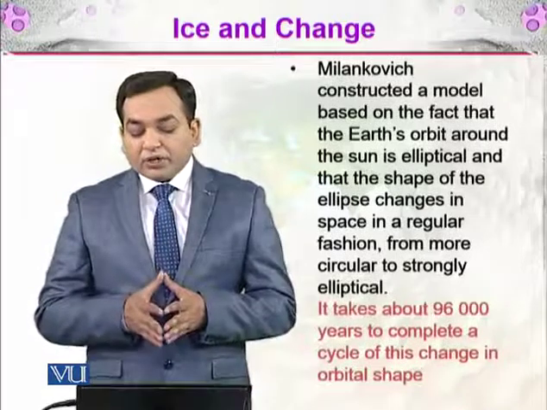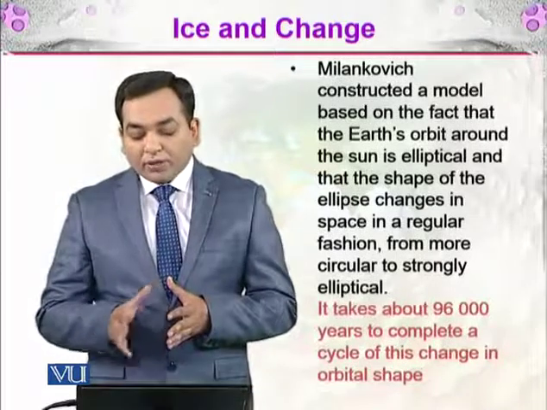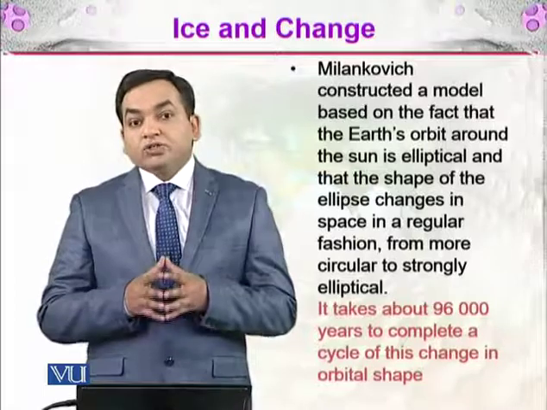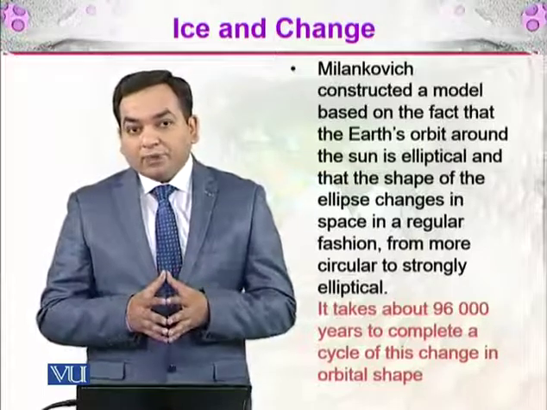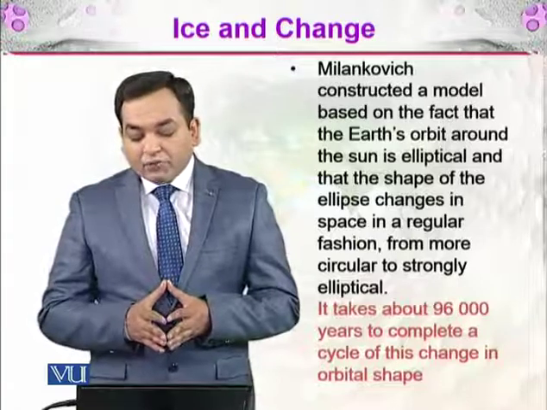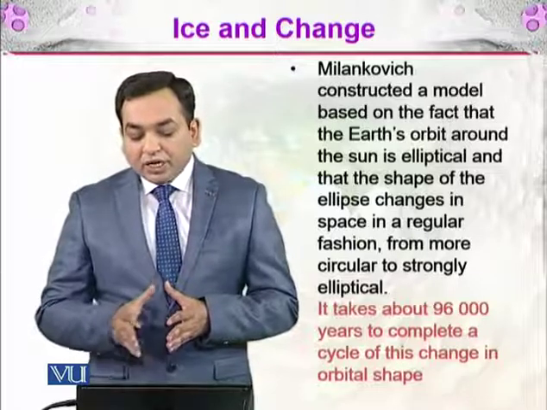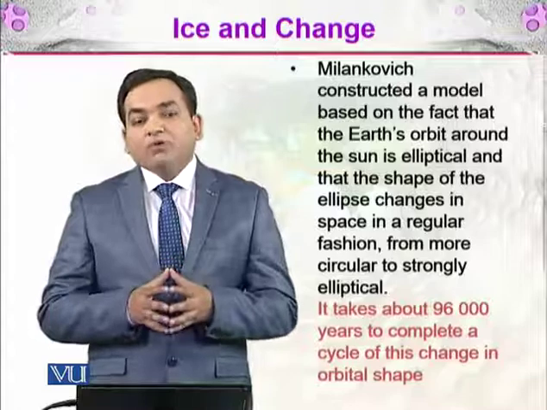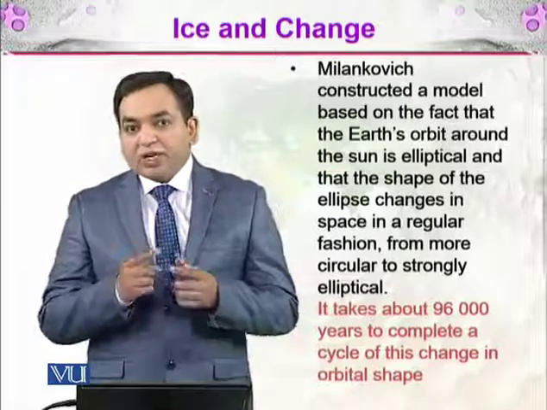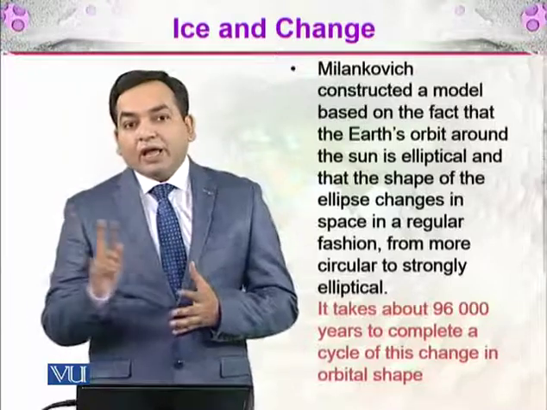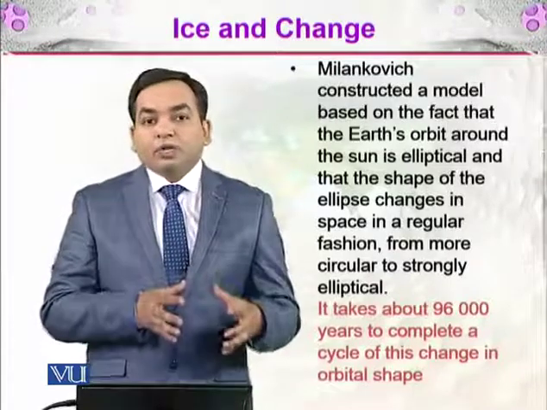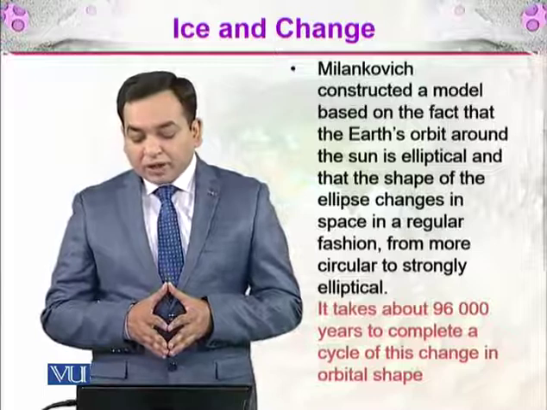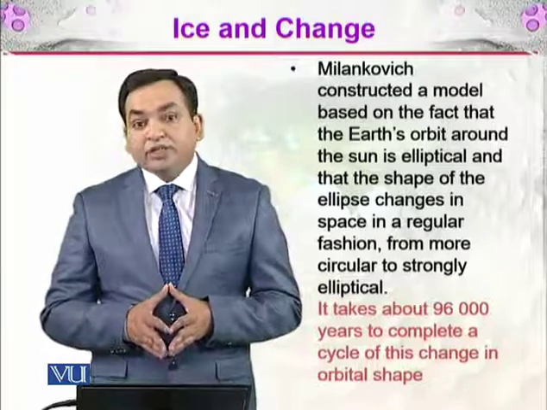Milankovich constructed a model based on the fact that Earth's orbit around the sun is elliptical. It is not just like a circle. It is elliptical, and the shape of the ellipse changes in a regular fashion from more circular to strongly elliptical. So the earth is not uniformly circulating around the sun, but circulating in the form of an ellipse, and this changes from circular to elliptical. It takes about 96,000 years to complete a cycle of this change in its orbital shape.